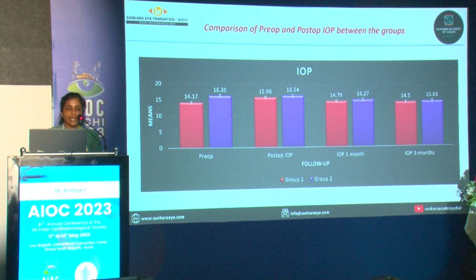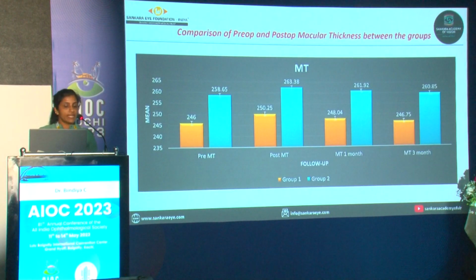So it was found that in both the groups, mean IOP increased in the first week of follow-up. But at 1 month and 3 month follow-up, the mean IOP decreased in both the groups. Similarly, macular thickness also increased in the first week in both the groups, but at 1 month and 3 month follow-up, it decreased. And it was found that IOP increase and macular thickness increase was more in Group 2 than in Group 1.